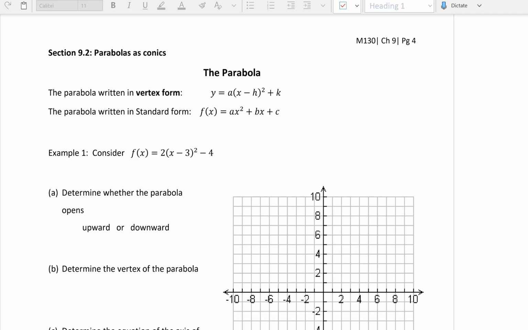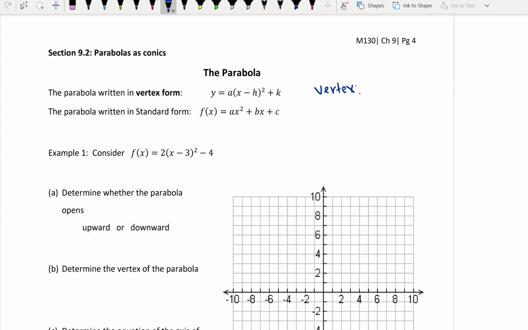We're going to be talking about parabolas as conics. So we've seen the parabola written in different ways. This new way is going to be called the vertex form, where we have the h and the k, which is the center, our vertex. And we also have that standard form where we have the ax squared plus bx plus c. So again, I'm just going to write over to the side that the vertex is given to you as an h and k value, and we do have our h and k.